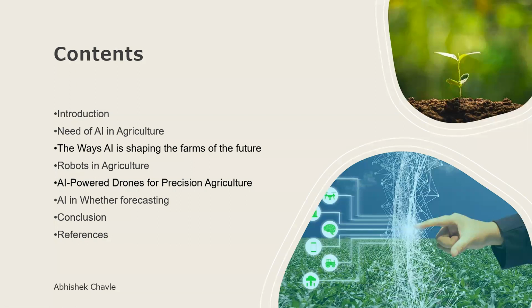Okay, so we will see how we are going to present this. The contents are: firstly, we will introduce what is AI, the definition and all. Then we will see what is the need of AI in agriculture. After that, we are going to see how AI is shaping the farms of the future. After that, how we can use robots in our agriculture so that we can use robots in a helpful way and reduce human efforts. After that, AI powered drones, again the same thing. And after that, the main important topic, weather forecasting. After that, conclusion and references will be shown.